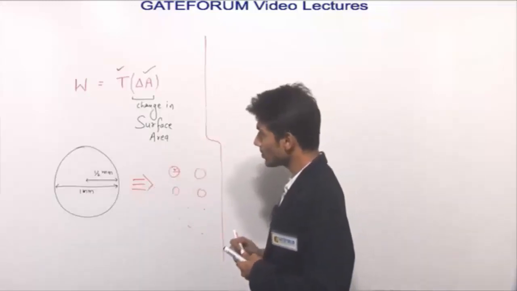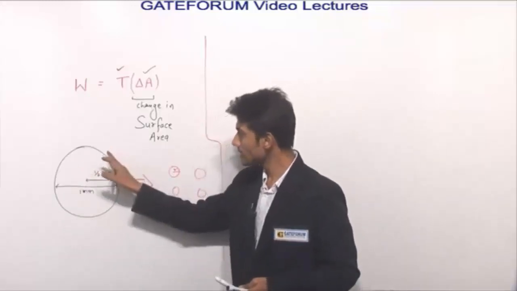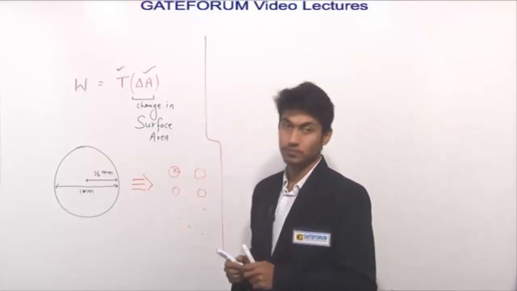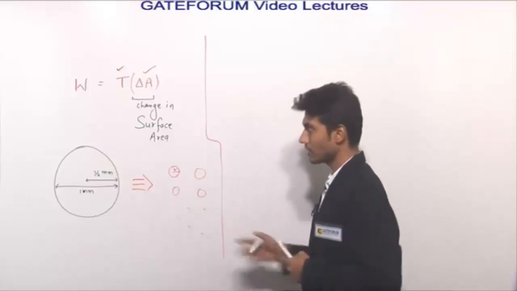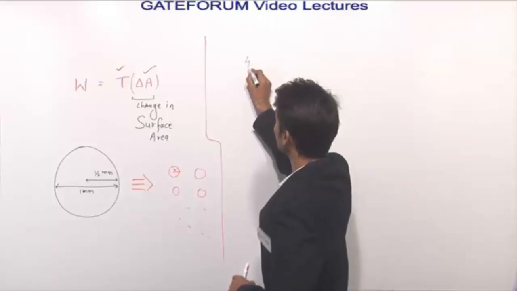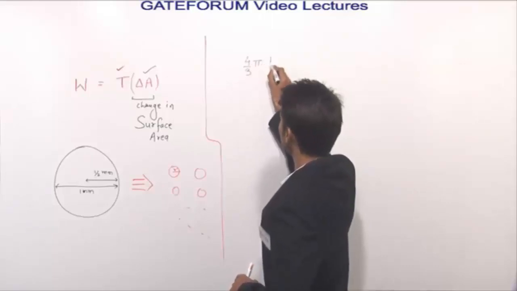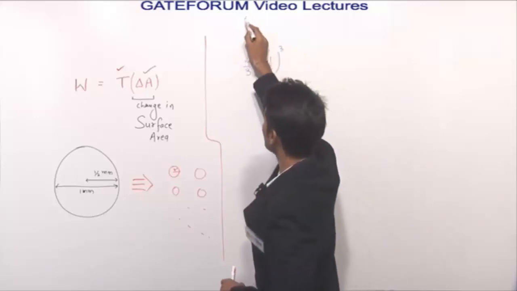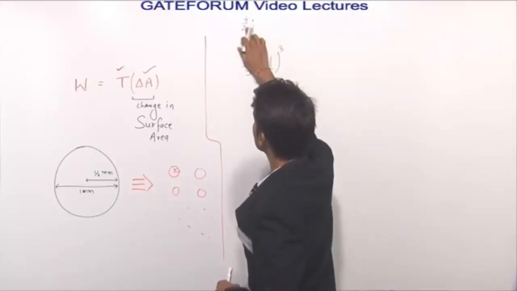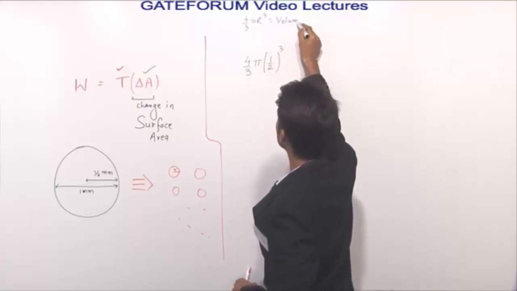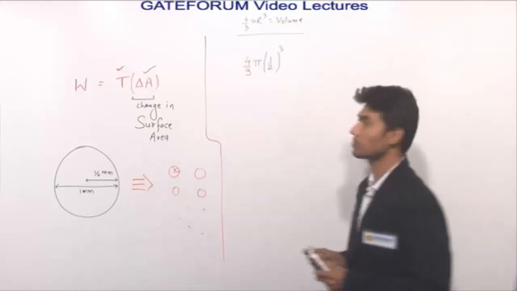For the radius, we know if this droplet is converted into 64 other droplets, the volume will still remain the same, because mass conservation is happening. Density is not changing, that means volume must be the same. So, initial volume is 4 by 3 pi, 1 by 2 cube. The formula for a sphere is 4 by 3 pi r cube. It is the formula for volume. We are using this particular formula.